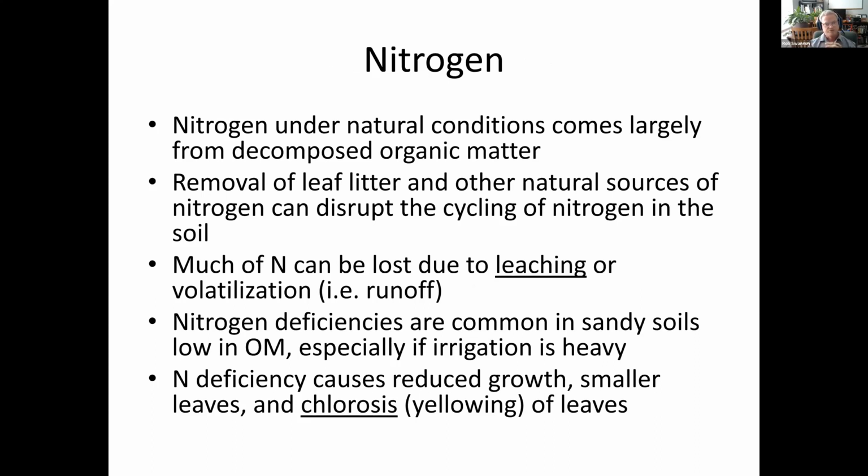The removal of the leaf litter and all that sort of stuff disrupts that cycle. Much of nitrogen can be lost due to leaching or volatilization. Leaching means that it's going down through the soil profile. Volatilization means that it's being converted into a gas that's liberated into the atmosphere before the tree has a chance to use it.